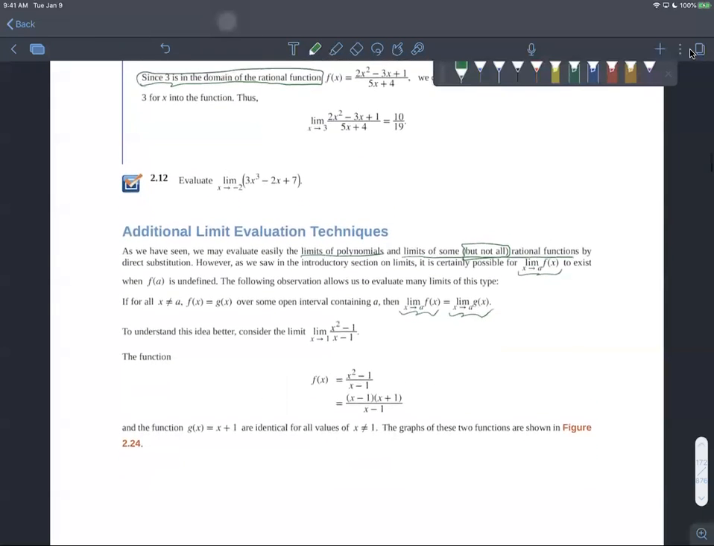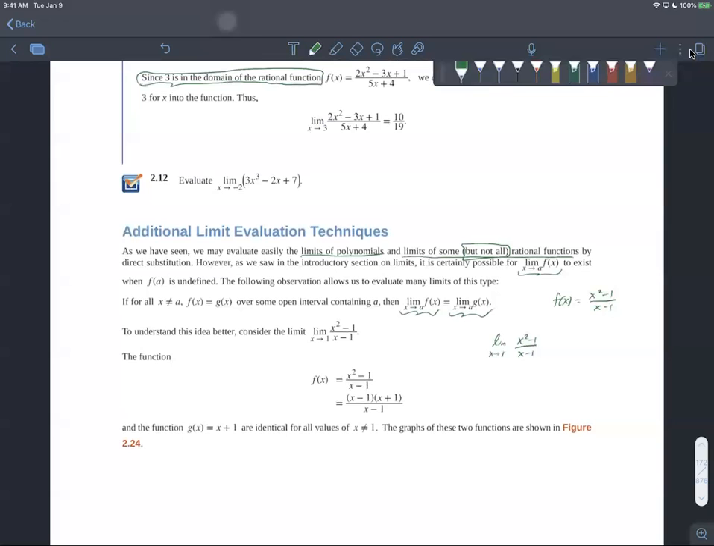In this next example, it says to understand this idea better, consider the limit. So let's write this out. The limit as x approaches 1 of x squared minus 1 over x minus 1. So here we can take the function f of x to be equal to x squared minus 1 over x minus 1. Now, we can see that this function is not defined when x is equal to 1, right? Because the function would have a denominator of 0 if x was equal to 1.